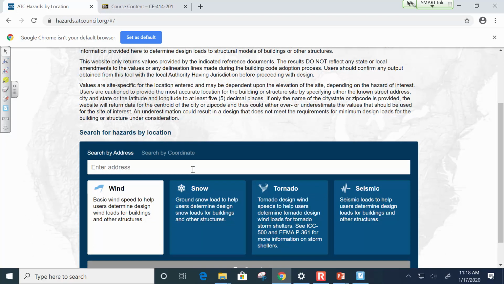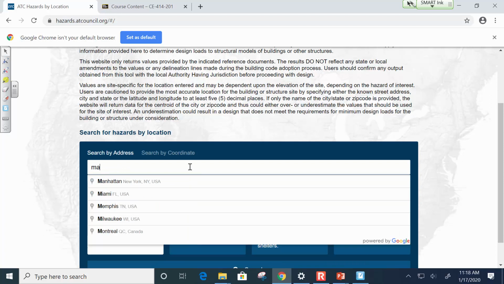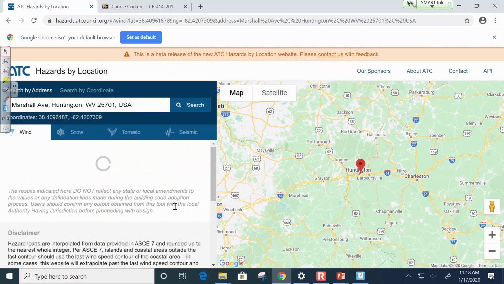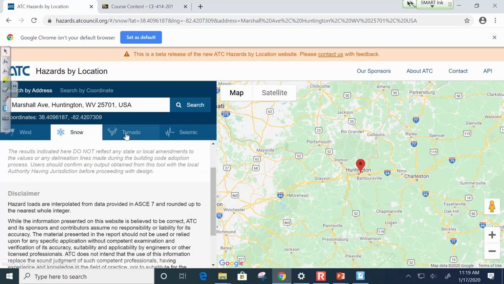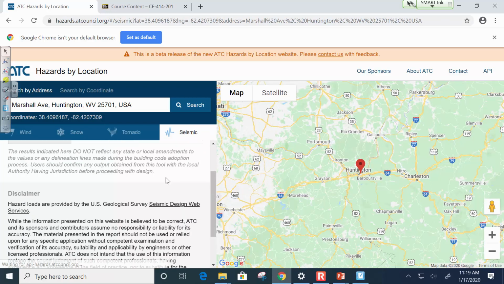Instead of using the latitude and longitude here, I'm just going to enter the address. Now this links to Google Maps, so if you're using addresses, it's pretty easy. I can just say Marshall University. Oh, I think did it pop up? There we go. We'll say this is close enough. Okay. So wind, snow, tornado, seismic.